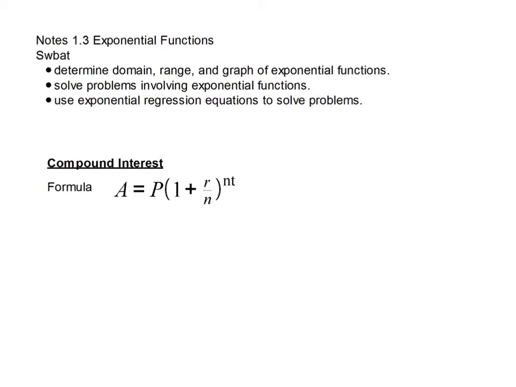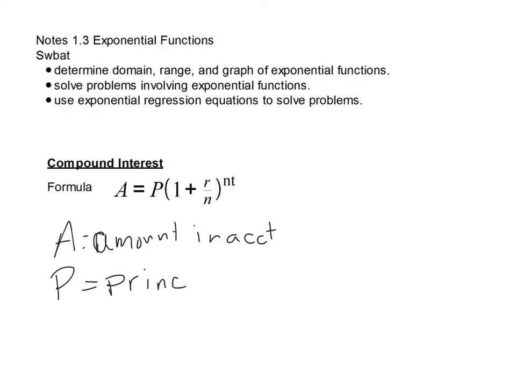Okay, so in this video, we're going to talk about exponential functions. So the first thing you need to remember is the formula for compound interest, which is right there on your notes. You just want to remember that A is the amount that's in the account. P is the principal, or the amount you put in the account to start with.